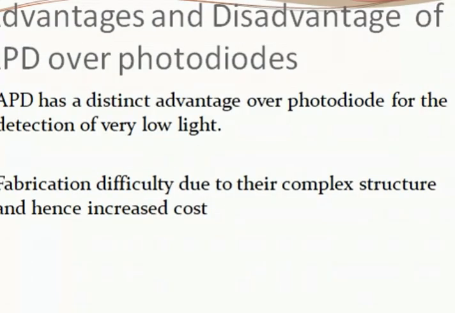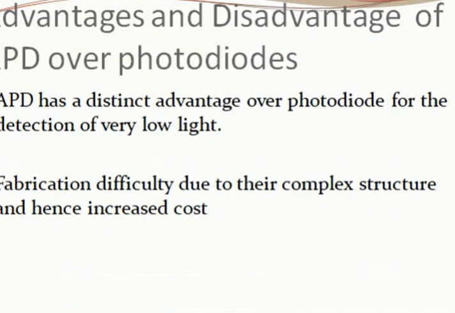Avalanche photodiodes have a distinct advantage over photodiodes without internal gain for the detection of very low light levels, often encountered in optical fiber communications. They generally provide an increase in sensitivity between 5 and 15 dB over a pin photodiode. However, APDs also have several drawbacks, such as difficulties in fabrication due to their more complex structure, and hence increased cost. The other major problem is that the gain of an APD varies with temperature. Temperature compensation is necessary to stabilize the operation of the device.